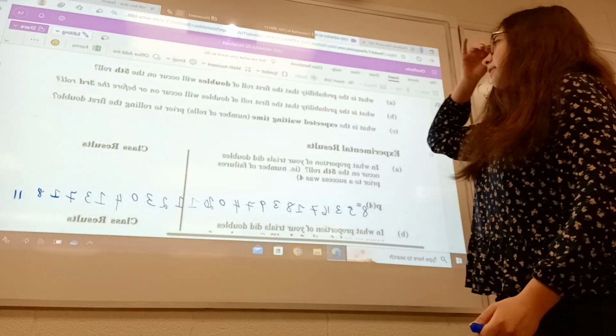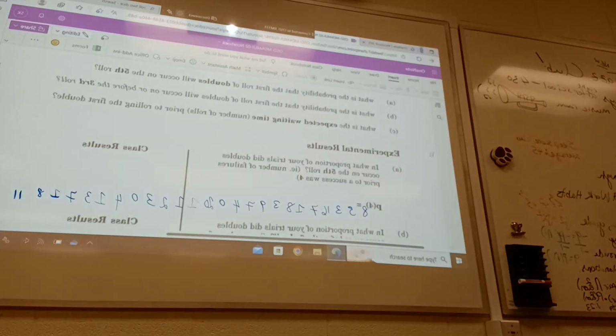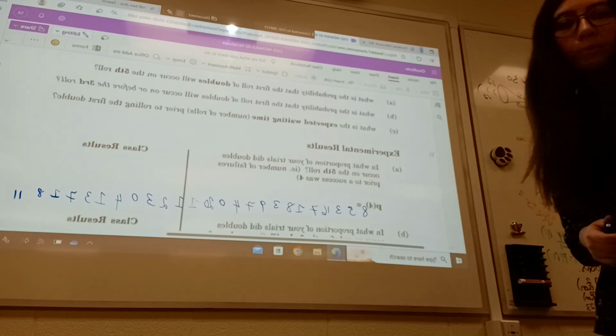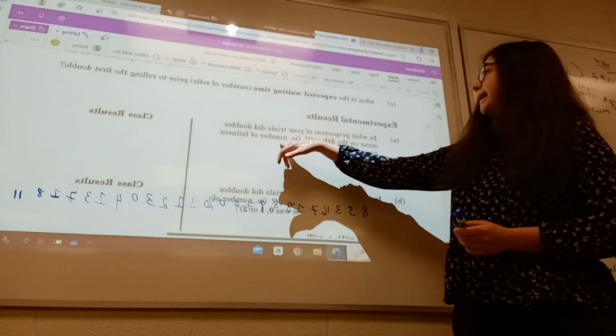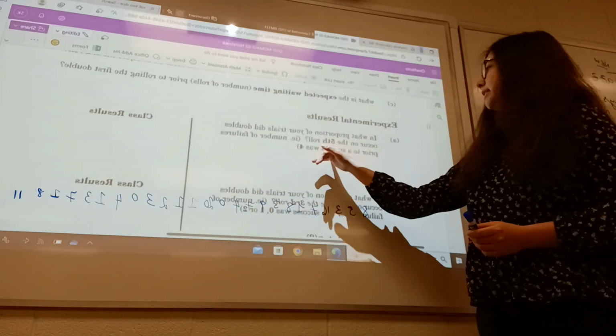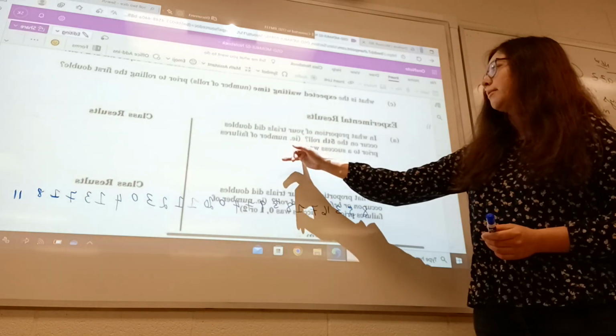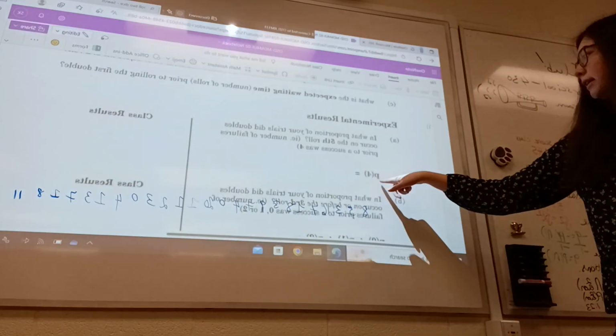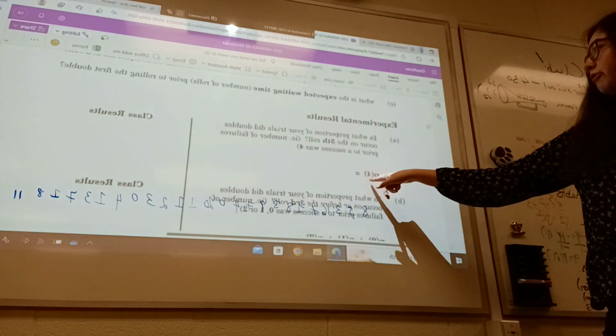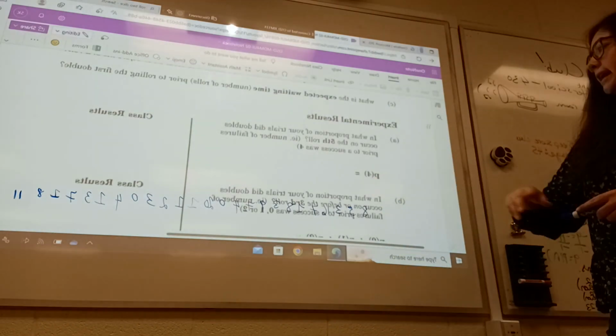So what's the probability that the first roll of doubles will occur on the 5th roll? So we have to find the proportion of our trials where doubles occurred on the 5th roll, i.e. the number of failures prior to success was 4, right? 1 less than when the success happened. Okay, so we're going to say the probability that we have 4 failures and then a success.